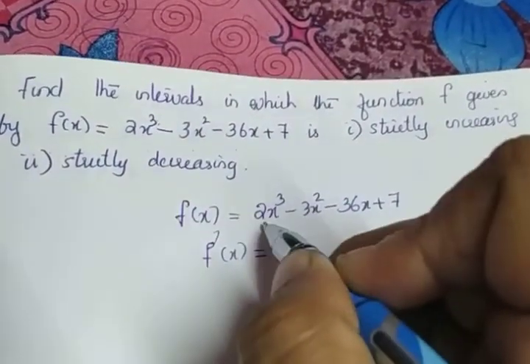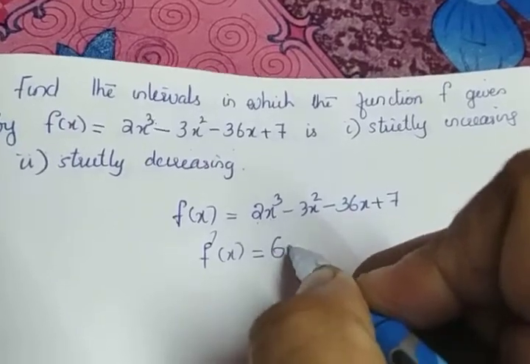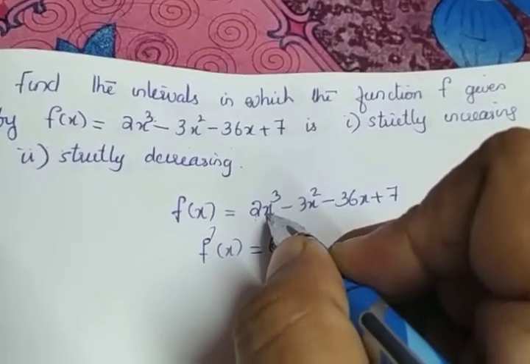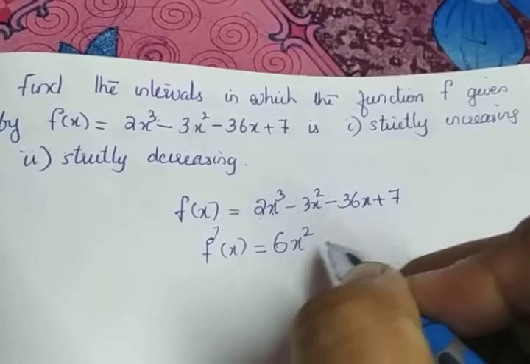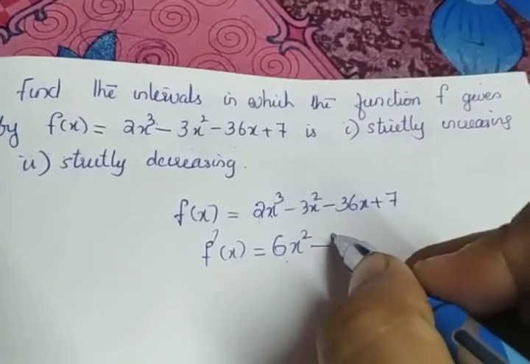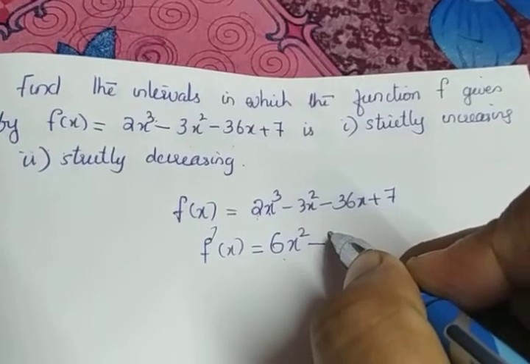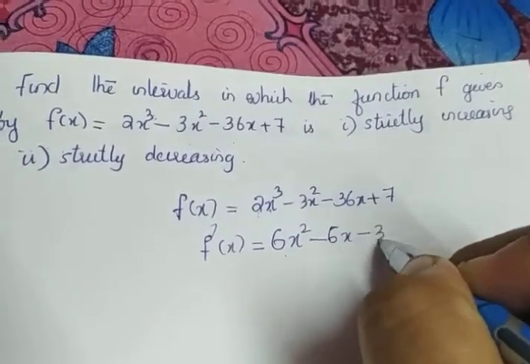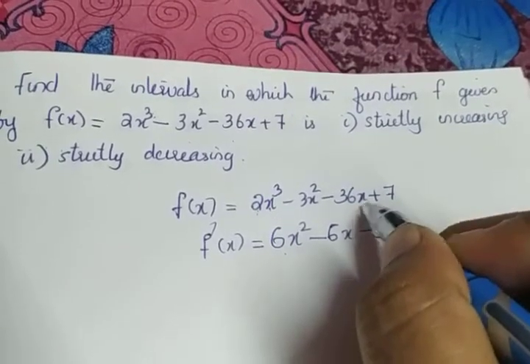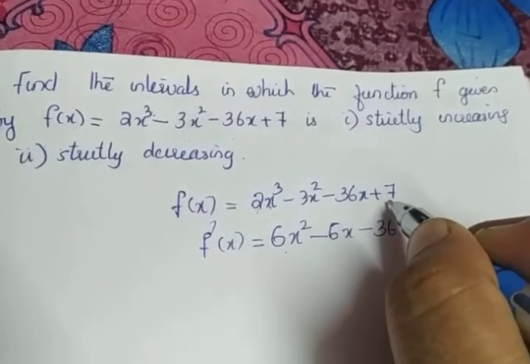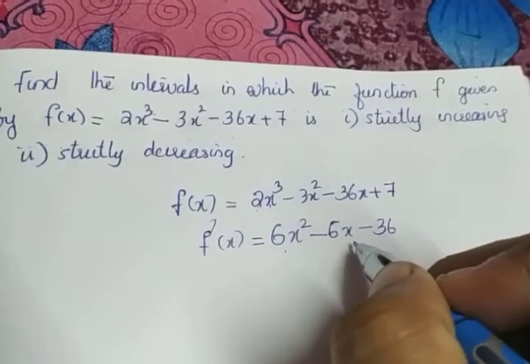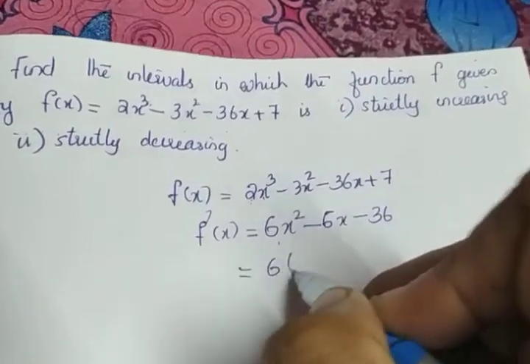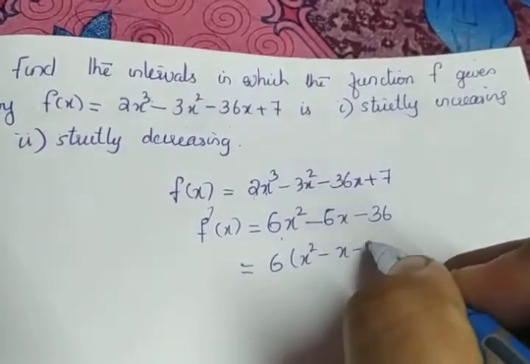F dash x equal to derivative of 2x cube is 6x square. Derivative of x cube is 3x square, and 2 into 3x square gives you 6x square. Minus 3 is a constant and derivative of x square is 2x, so 3 into 2x gives you 6x. Minus 36 into derivative of x is 1, and 7 is a constant and its derivative is 0. So we are getting 6x square minus 6x minus 36. If I take a 6 outside, what I get is x square minus x minus 6.